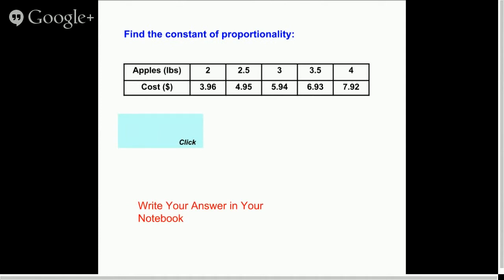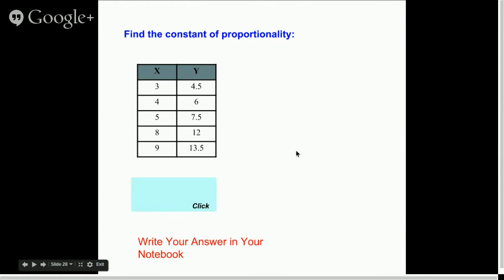All right. Find the constant of proportionality here. Go ahead and pause it. Okay. So you take any of the values on here. Usually the first one works. Take the y, 3.96, divided by the x, the 2, and you get 1.98. So you could find any of these values on the table. You could find out what y equals when x is 5. y is equal to 5 times 1.98. Okay.